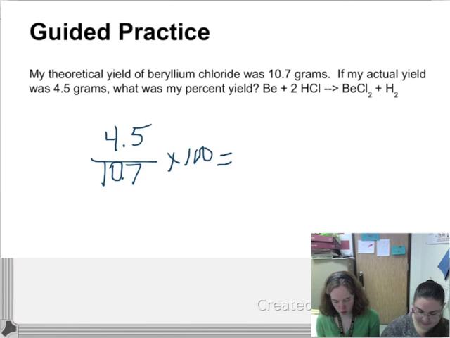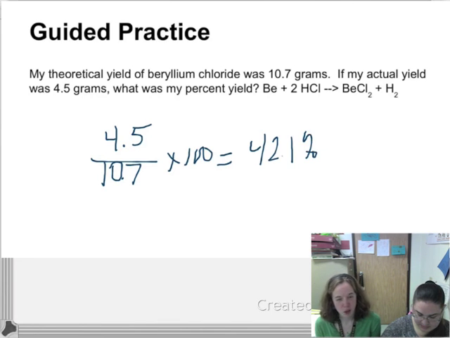So we've got 4.5 over 10.7 times 100, and we get 42.1%. So again, whether that's a good percent yield or a bad percent yield depends a lot on your reaction, but it's what the numbers tell you. All right, let's try our next guided practice.